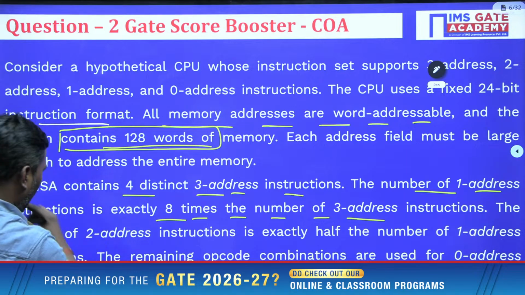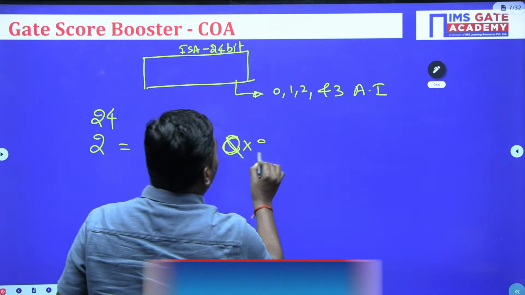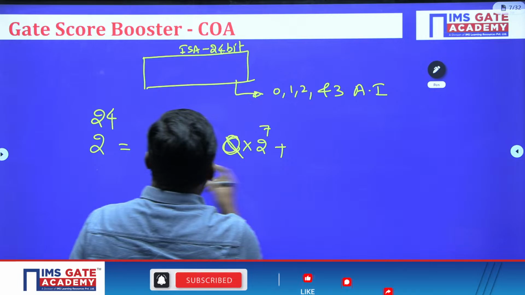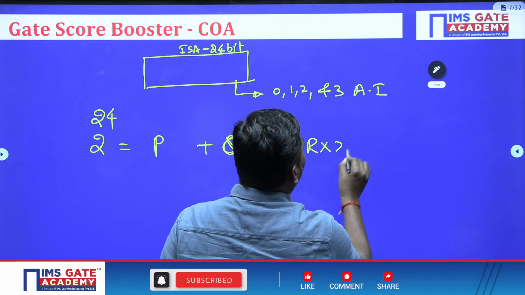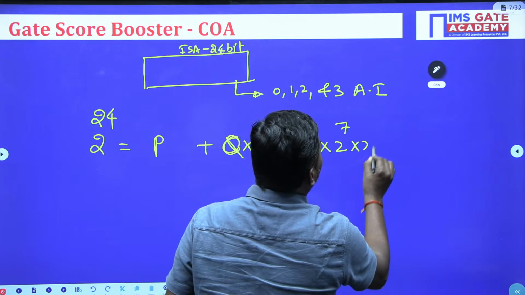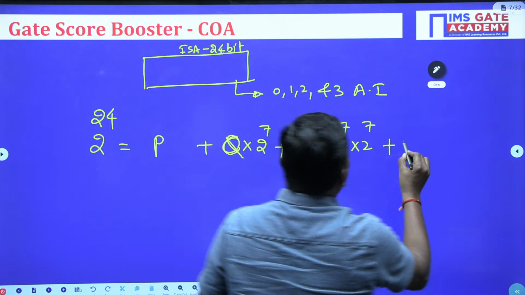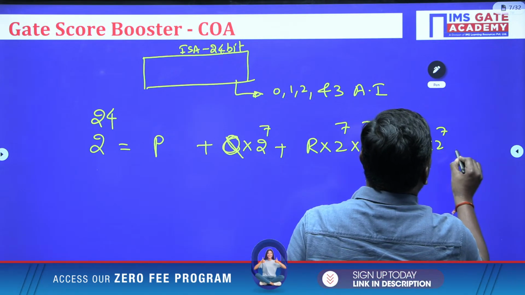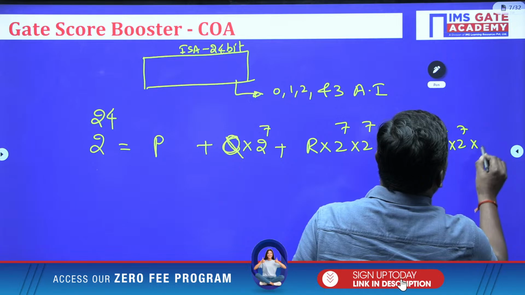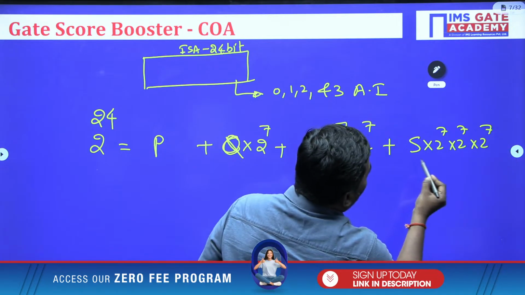128 word memory is there, so 7 bits are required, so I can write 2 power of 7. I can write P plus Q plus R. R is the 2 address instruction, so 2 such addresses I should write: 2 into 2 power of 7 into this one, plus P, Q, R. Yes, so 2 power of 7 into 2 power of 7 into 2 power of 7 I can write. You understand this one?